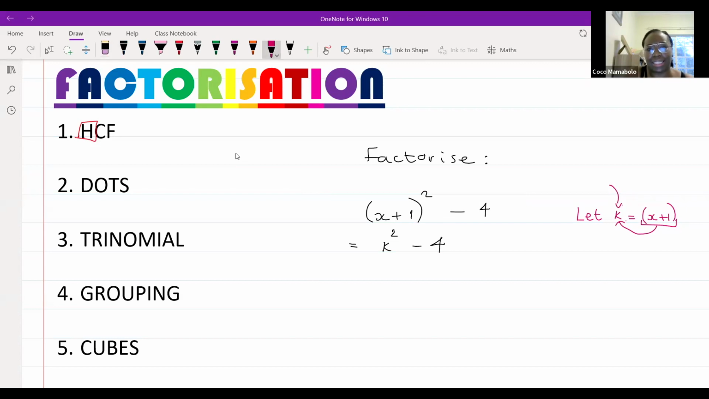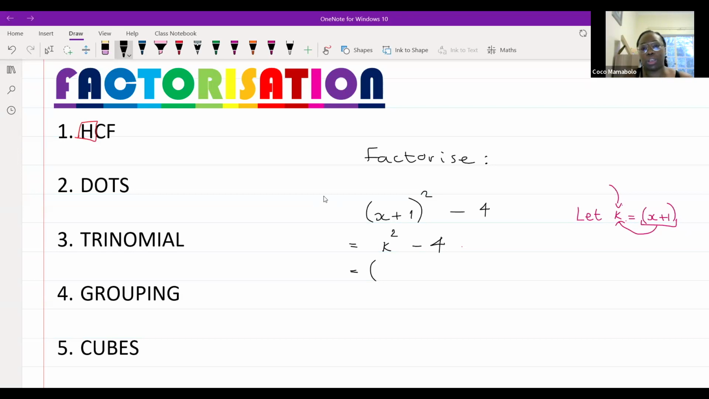Does this look familiar? Correct, Ziketelo, that's it. K squared minus 4? What does that look like? What kind of factorization are we looking at there? Think about it, Tyler. I've just replaced x with k. That's the same as x squared minus 4. Can we factorize that? It's dots. So let's do dots with this part, with the k squared minus 4.